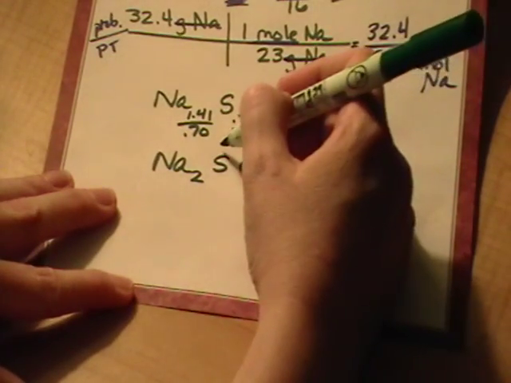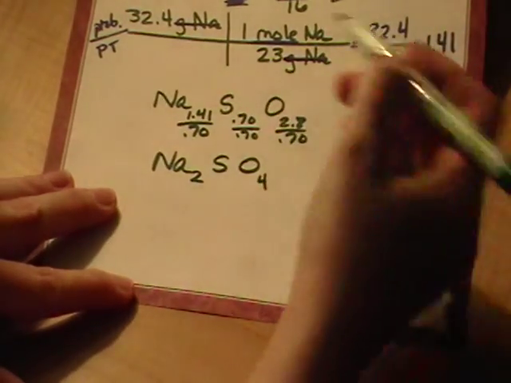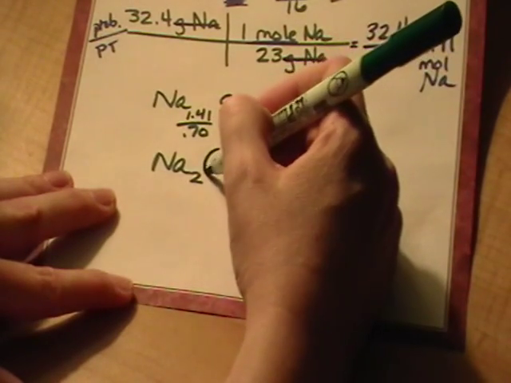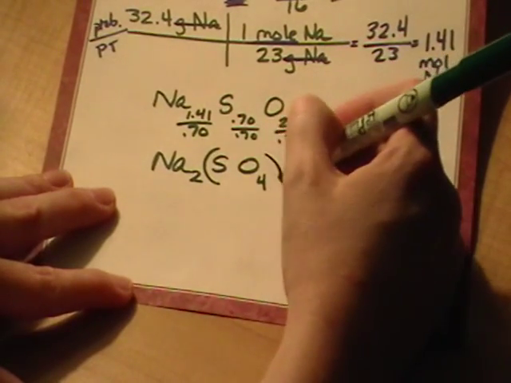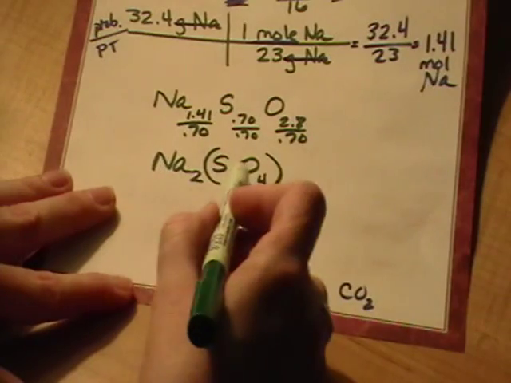And I also noticed that SO4 is one of my polyatomic ions. It's sulfate. So I'm just going to put parentheses around it because it's sodium sulfate.